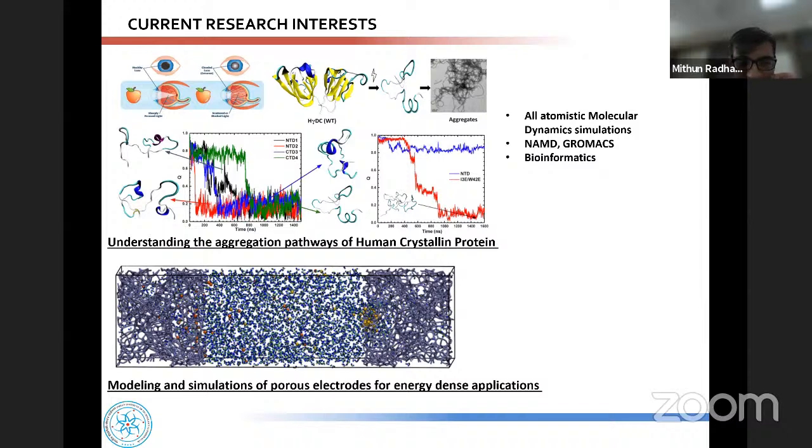Another research effort that is going on is that we are trying to engineer and model 3D electrodes for high density supercapacitor applications. Here we are using some principles of graph theory, and of course molecular dynamics simulation and some free energy calculation methods. In the interest of time, I'm not going to delve deeper into this.